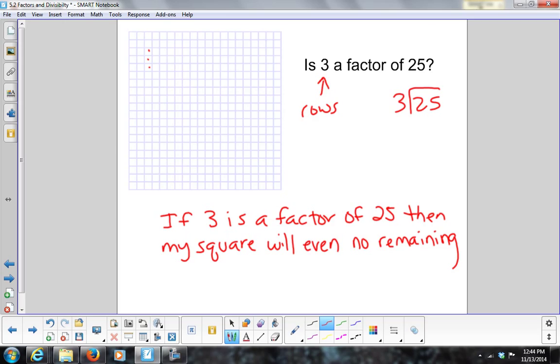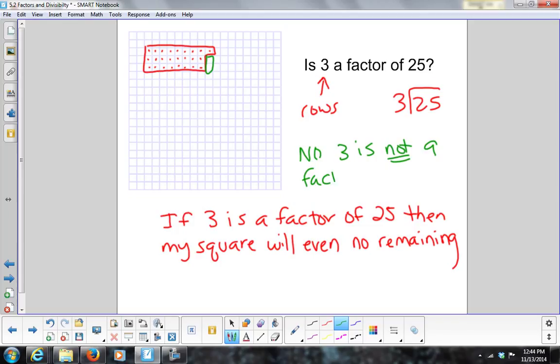So I'm going to start with 3, and then I count to 25. 4, 5, 6, 7, 8, 9, 10, 11, 12, 13, 14, 15, 16, 17, 18, 19, 20, 21, 22, 23, 24, 25. So if I draw a box around all of these, is my rectangle complete? Is it even? No, it is not, because I've got these 2 boxes right there that are missing. So, no, 3 is not a factor of 25.